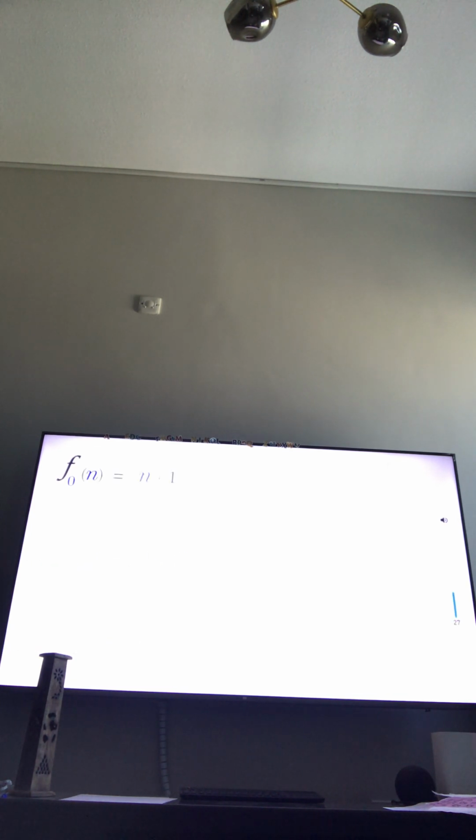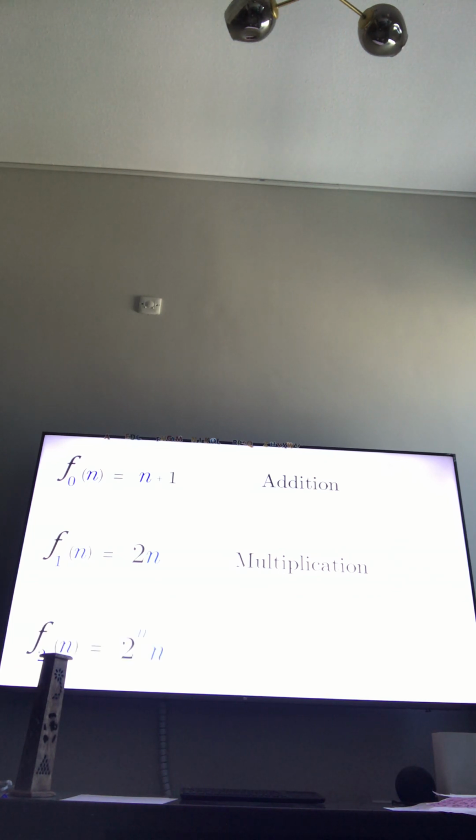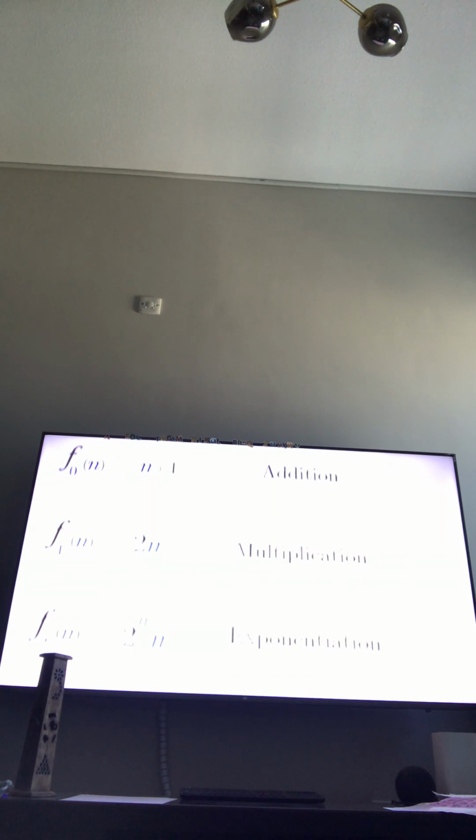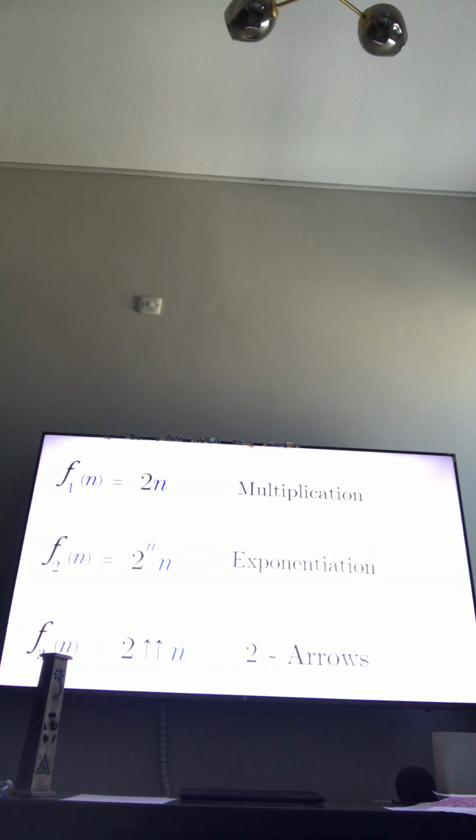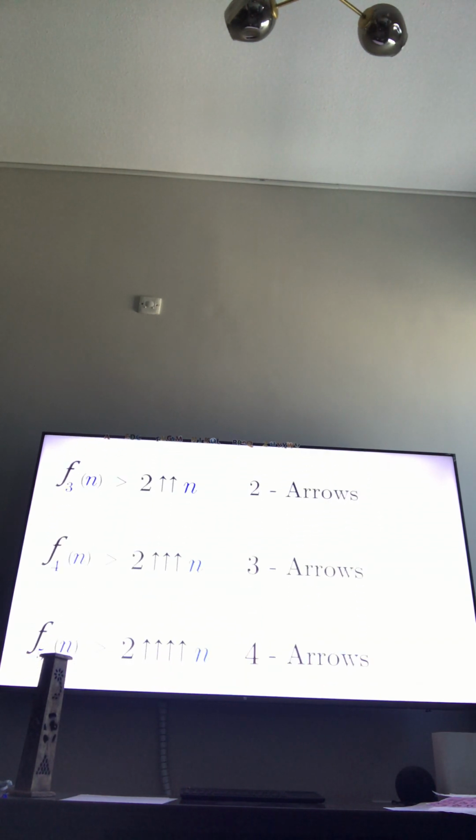f0 of n is equal to n plus 1. It resembles addition. f1 of n is equal to 2 times n. This resembles multiplication. Now f2 of n is equal to 2 to the power of n times n. This resembles exponentiation. f3 of n resembles 2 arrows. As you can see, the higher the level we get, the more arrows it adds to our operation. That's why it won't get as fast as Graham's function.